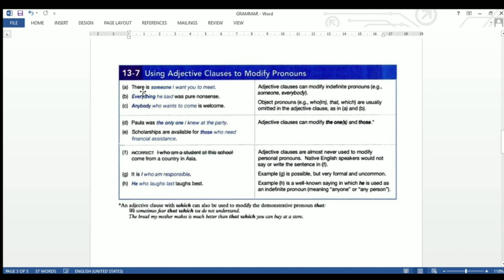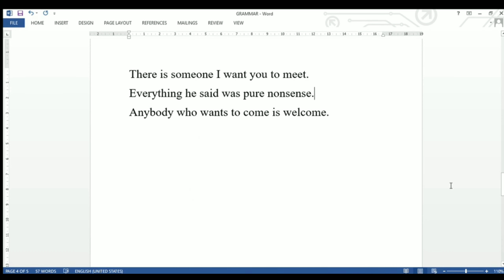Okay. Look at the examples. There is someone I want you to meet. Everything he said was pure nonsense. Anybody who wants to come is welcome. Okay. Let me copy the examples to the Word document. Okay, look at the example. There is someone I want you to meet.